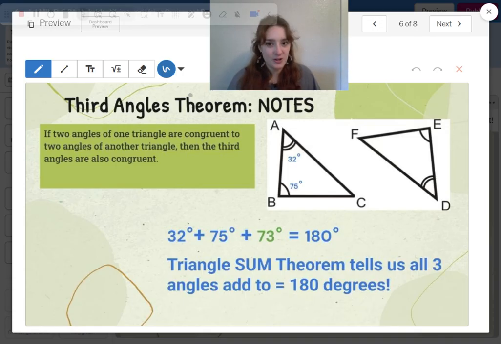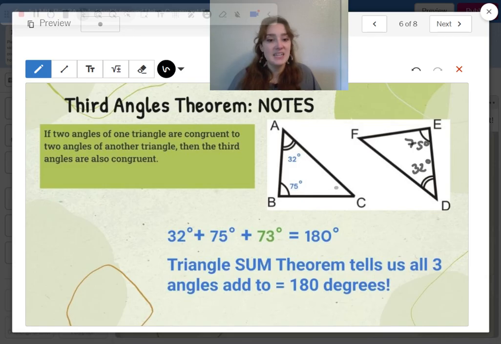So third angles theorem: if they give us two triangles and they say they have two angles that are congruent, the third automatically is congruent. Why? Because of the triangle sum theorem, right? We can test it out if you're not sure. So one arc, this is also 75 degrees. Two arcs, this is also 32 degrees.